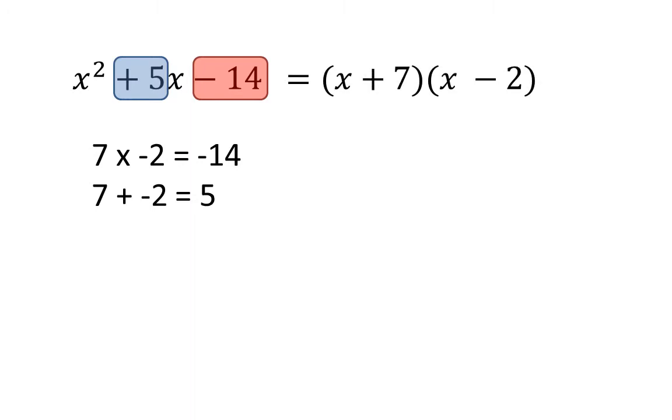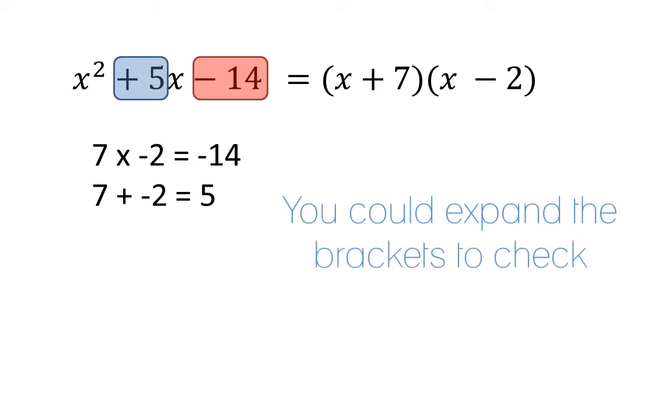So you would need x plus 7 because the 7 was positive, and x minus 2. You could always check that you've got the right answer by expanding your brackets to see that it does bring you back to the original quadratic that you had.